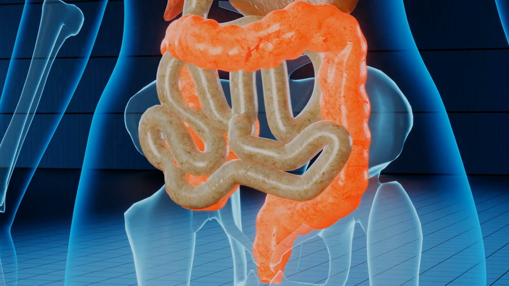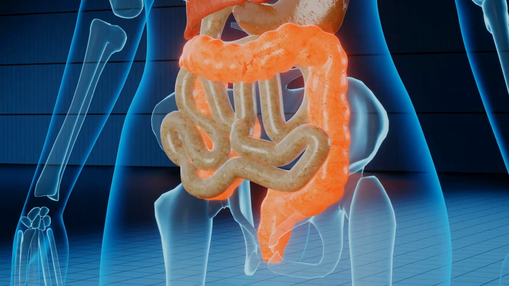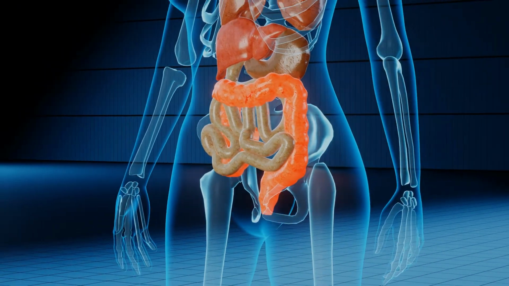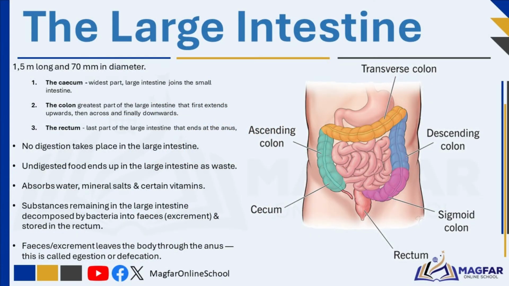It is divided into three main parts: the cecum, colon, and rectum. The cecum is the widest part of the large intestine and is the junction between the small and large intestines. The colon makes up the largest section, first extending upwards, then moving across, and finally descending downwards. The final section is the rectum, which stores waste before it is expelled through the anus.